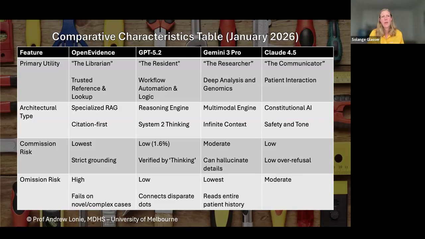And then Claude, you can see there, is quite moderate in its omission risk. So this is just some research that he's done. The details aren't very important, but what I'm hoping that you might start to do is to think more about each of these models separately as perhaps being useful for a specific task.